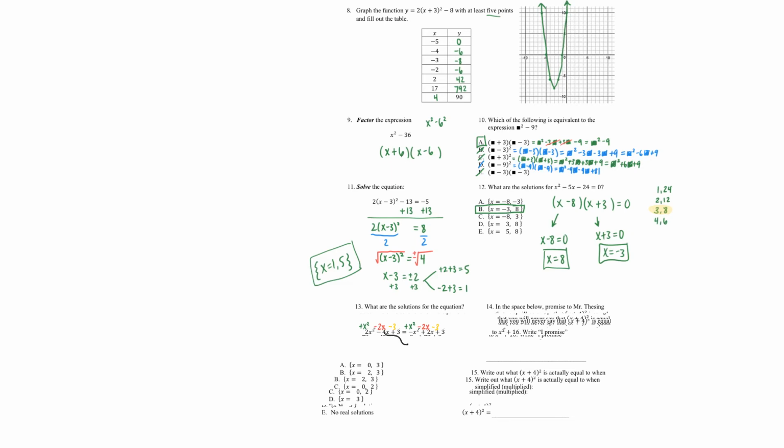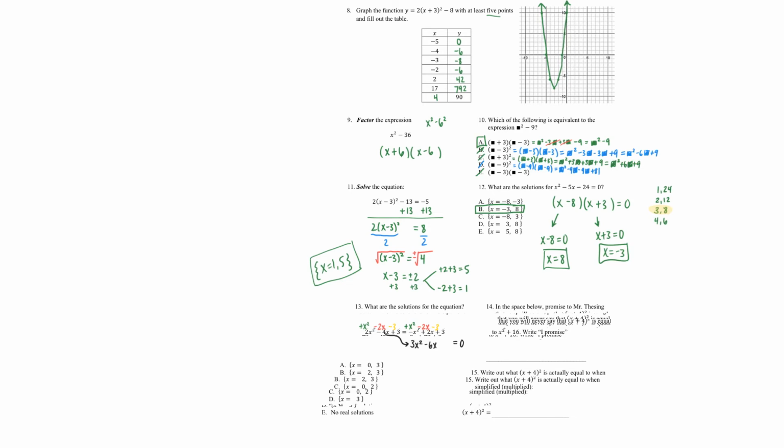I'm going to take this left side over here. Obviously, the right side's 0. If you have 2x squared plus x squared, that would give you 3x squared. If you have negative 4x minus 2x, that would give you negative 6x. And then if you have 3 minus 3, that would give you 0, so I'm not going to bother writing that in there. So on this one, what you've got is 3x squared minus 6x is equal to 0.